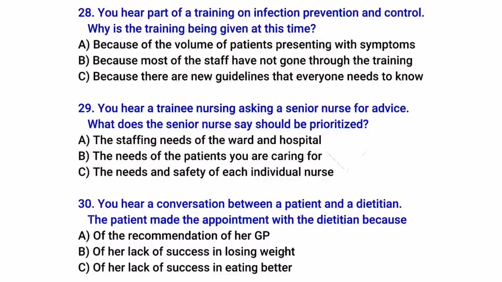Question 29. You hear a trainee nurse asking a senior nurse for advice. Now read the question.